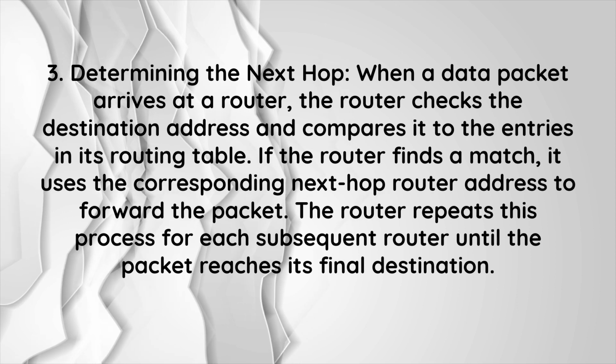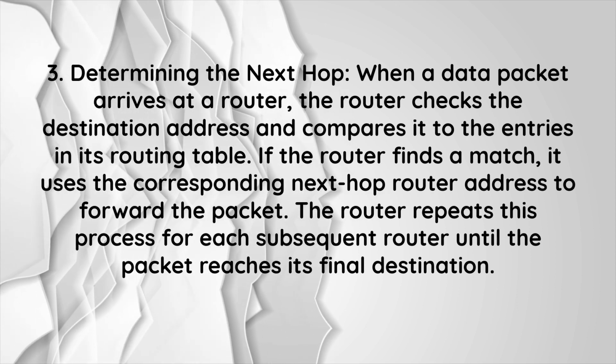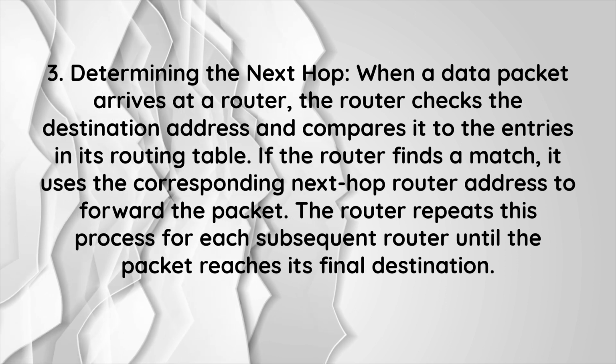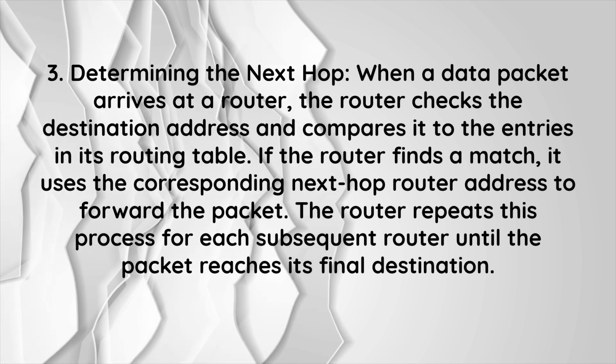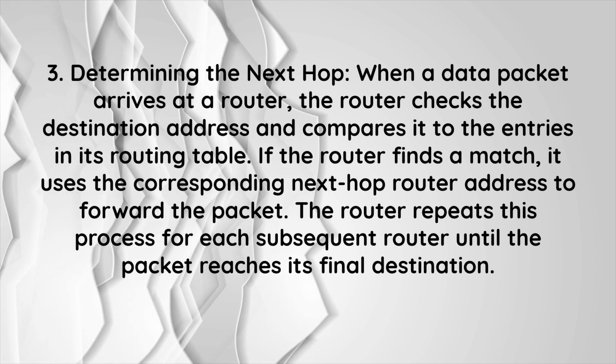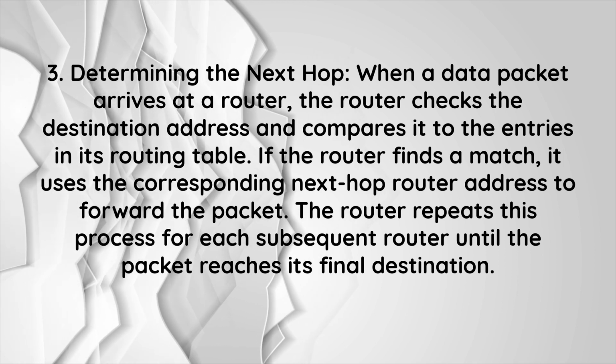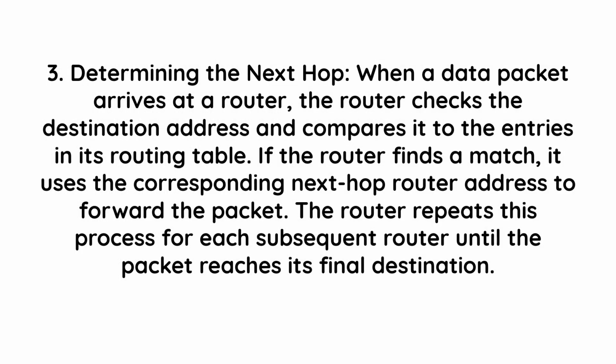3. Determining the next hop. When a data packet arrives at a router, the router checks the destination address and compares it to the entries in its routing table. If the router finds a match, it uses the corresponding next hop router address to forward the packet. The router repeats this process for each subsequent router until the packet reaches its final destination.